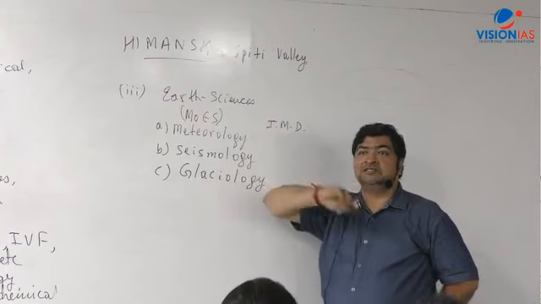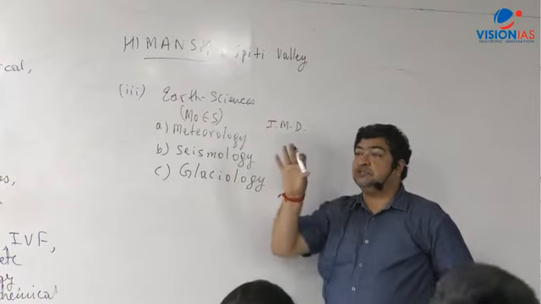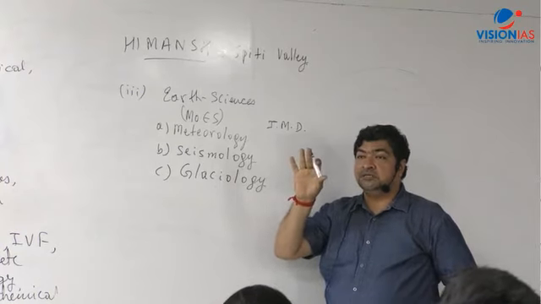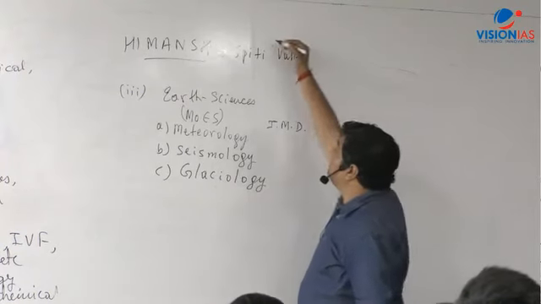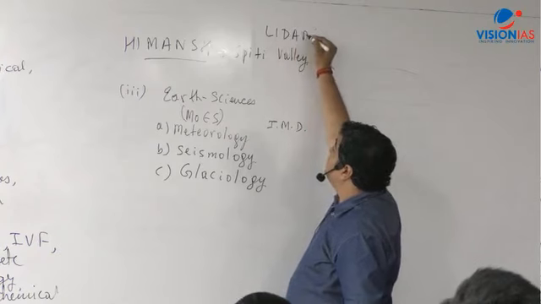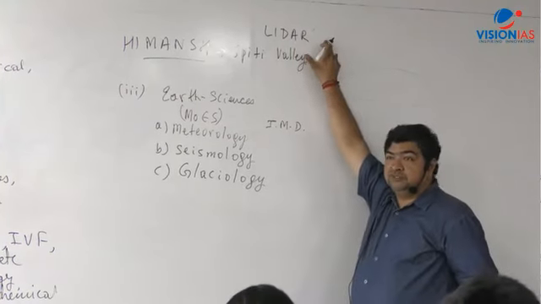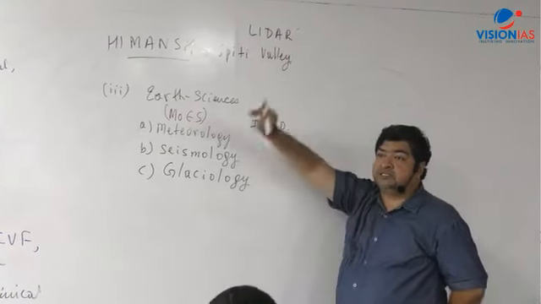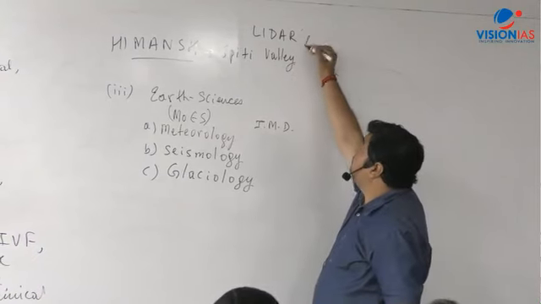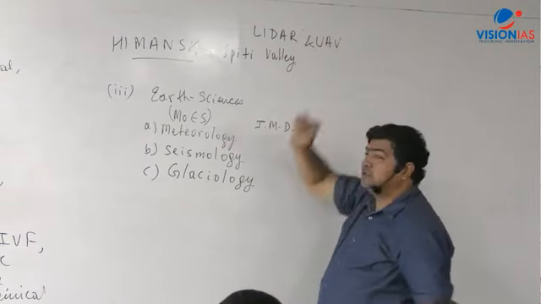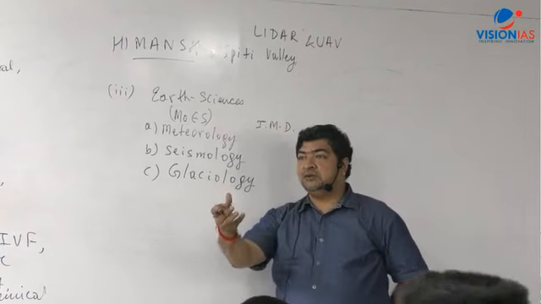Mapping of the glaciers will be done, okay? And one technology that will be used is lidar technology. So Himansh is going to use lidar technology, light detection and ranging. This is a very important technology for mapping of glaciers. And as I said, they are going to use UAVs, unmanned aerial vehicles. And the unmanned aerial vehicle will have what? Cameras.